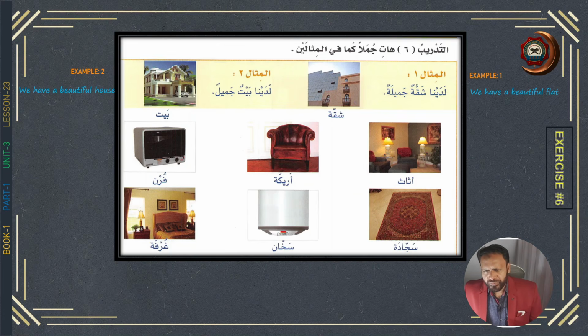No. Asas, you're supposed to use the word asas with the word beautiful. So Jamil is the word you add, either Jamil or Jamilatun, based on whether it's a male or female word. Ladaina asas jamilun. Yes, asasun jamilun. Ladaina athathun jamilun. We have beautiful furniture. Okay, next one, Wafa ma'am, go ahead.